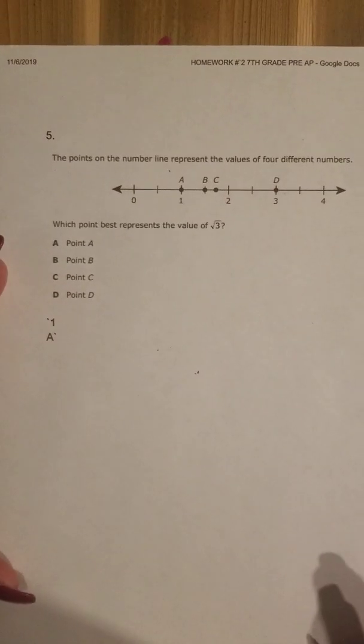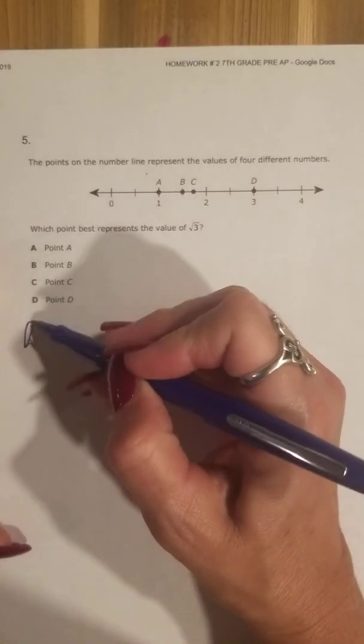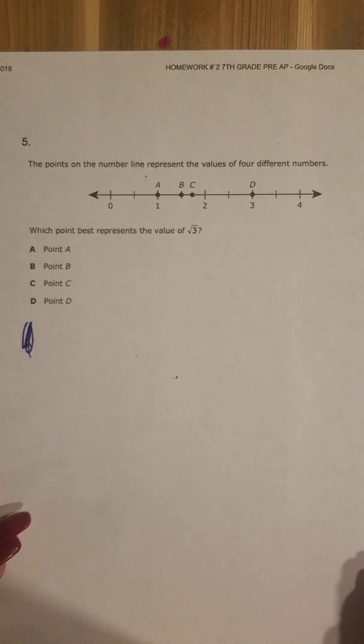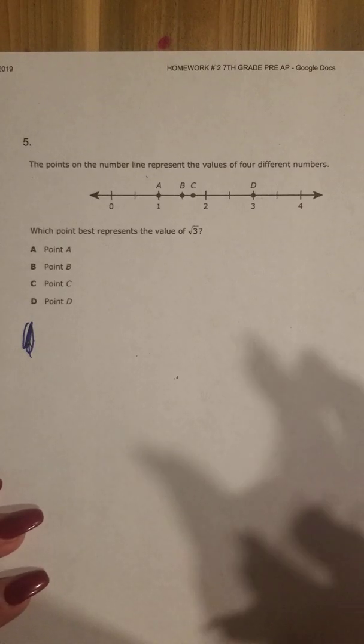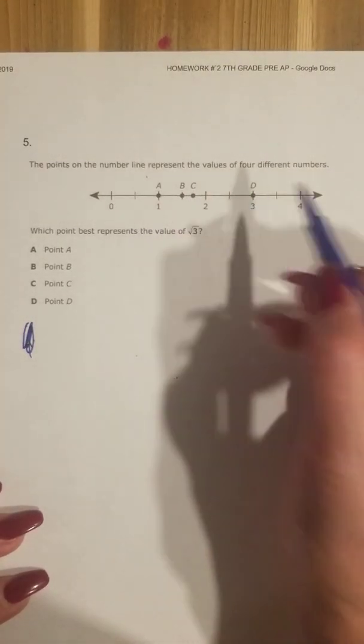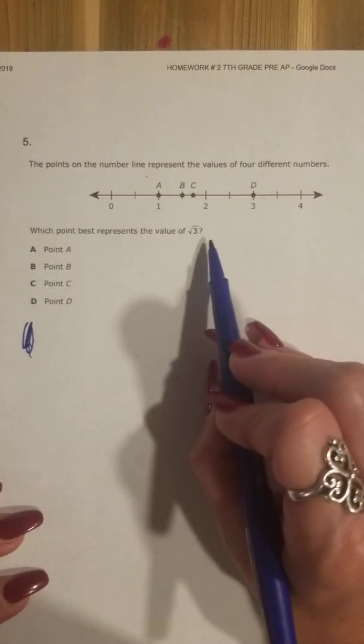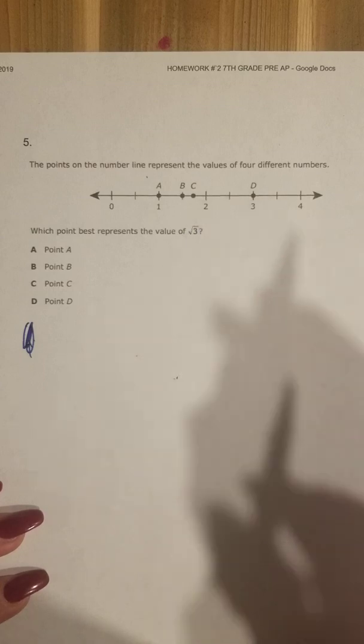Number 5, we've done problems like this before. Just ignore this right here. That's a boo-boo. Okay, the points on the number line represent the values of 4 different numbers. So 1, 2, 3, 4 numbers. They want to know which point best represents the value of the square root of 3.